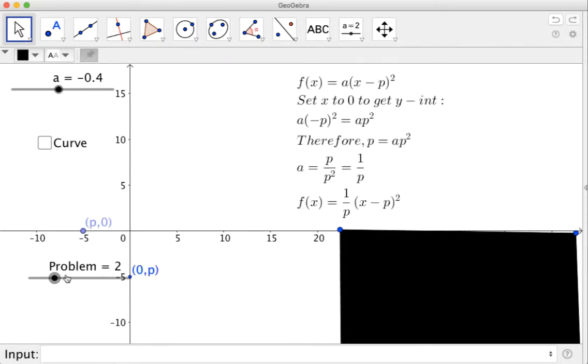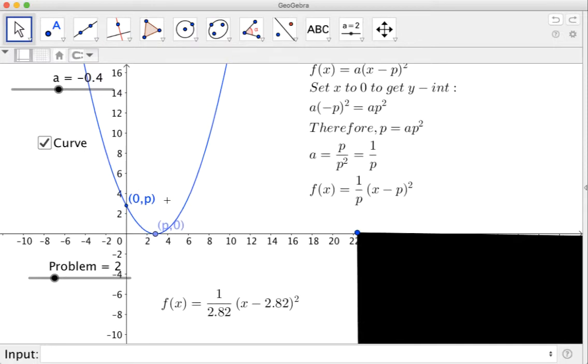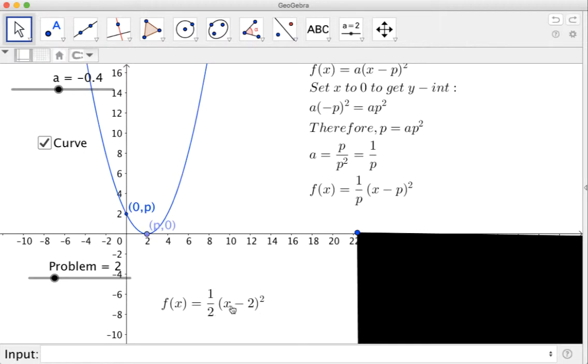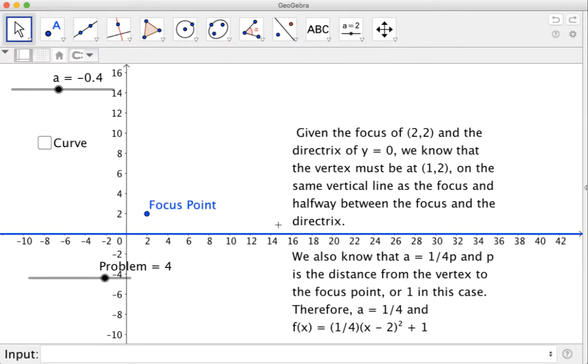Problem number 3 was just a specific application of problem number 2, where we took p and we set it equal to 2. So when we do that, we get p is equal to 2 right here, and we have our equation. F of x is equal to 1/2 times x minus 2 squared. So when we solved 2, we actually also solved 3. Okay, so now let's take a look at number 4, where we were working with the directrix.